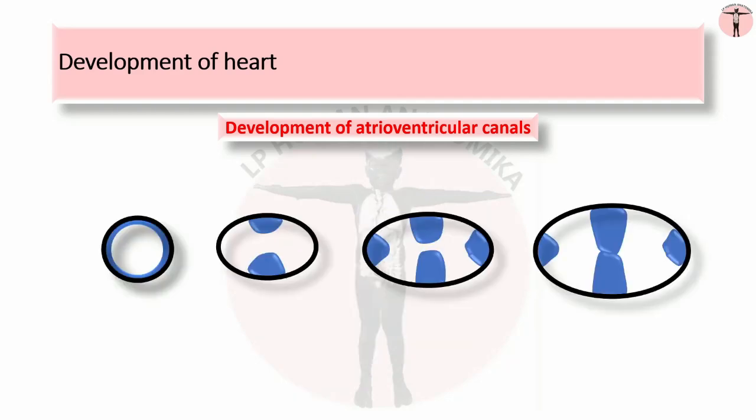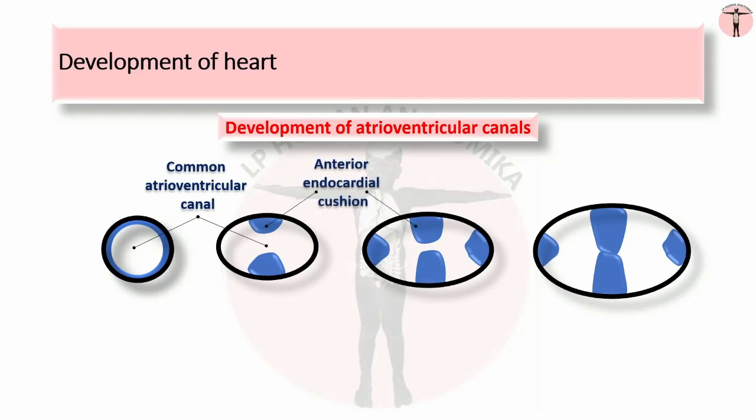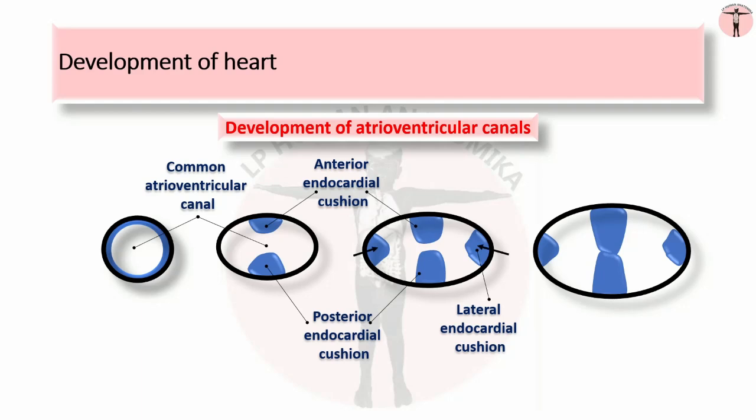Let us start with the septum formation in the atrioventricular canal. At the end of the 4th week, in the common atrioventricular canal, two mesenchymal cushions, the anterior and the posterior atrioventricular endocardial cushions, appear at the anterior and posterior borders of the atrioventricular canal. In addition to the anterior and posterior endocardial cushions, the two lateral atrioventricular or endocardial cushions appear on the right and the left borders of the canal.